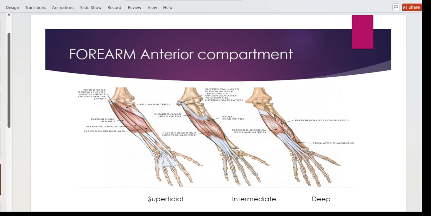First is the superficial layer. Okay, superficial layer. Here we see these are the muscles. We have learned it now. So this is the pronator teres. Pronator teres, this one. Okay. And this is the flexor carpi ulnaris on the ulnar side. Okay. And this is the palmaris longus.